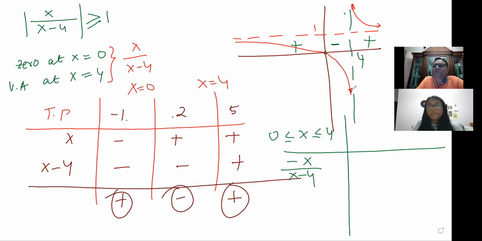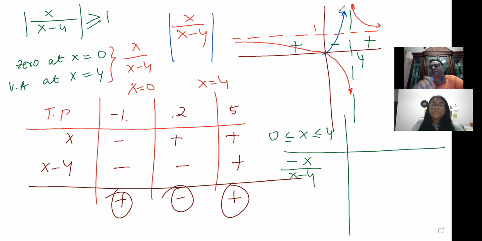Now you realize this is the graph of x over x minus 4, correct? Now, if I do absolute value of this, then what happens? If I do absolute value of this, the negative portion becomes positive. So this goes like this. Do you see that?